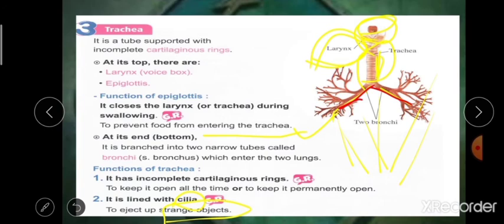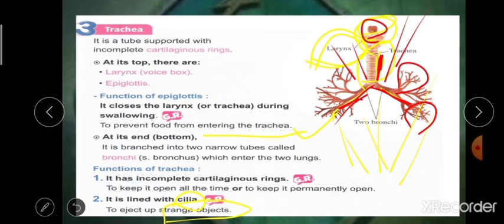Two bronchi, one bronchus. So the trachea divided into two bronchi. Each bronchus divided into small bronchioles. The trachea is lined with cilia to eject strange objects. At the top of the trachea, there is an epiglottis which closes the trachea during swallowing, and the larynx, which is a voice box lined with cilia to eject strange objects, and it divided into two bronchi.